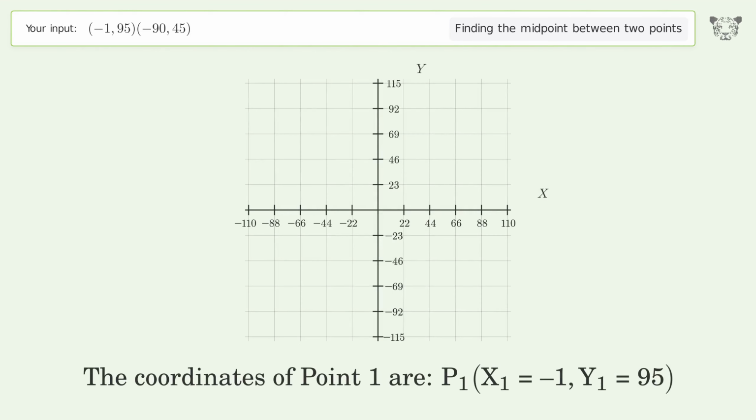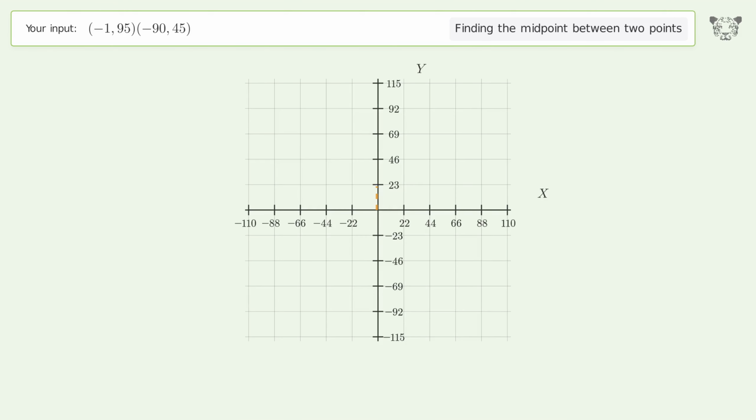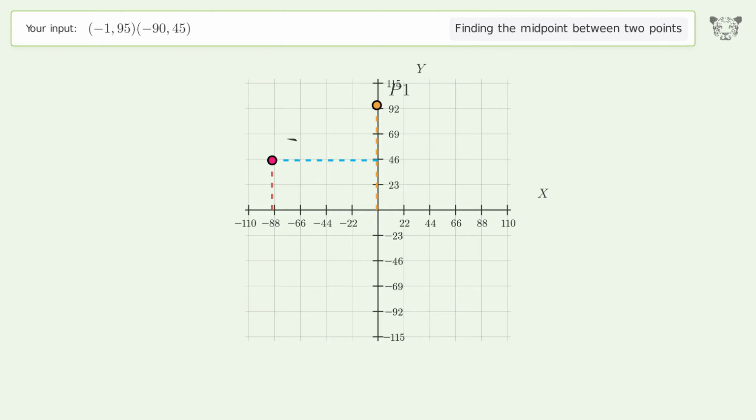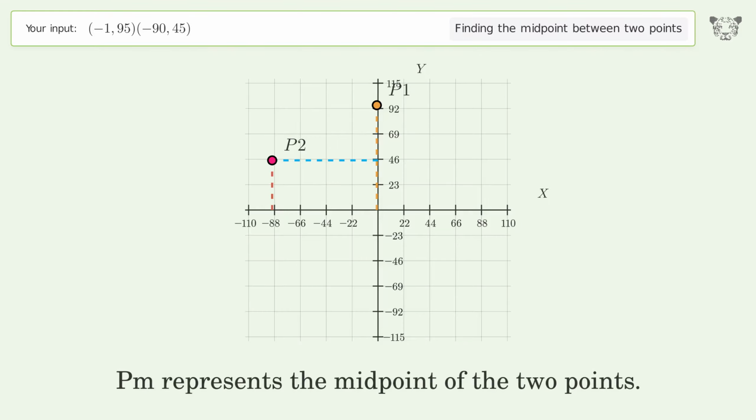The coordinates of point 1 are, x1 equals -1, y1 equals 95. The coordinates of point 2 are, x2 equals -90, y2 equals 45. PM represents the midpoint of the 2 points.